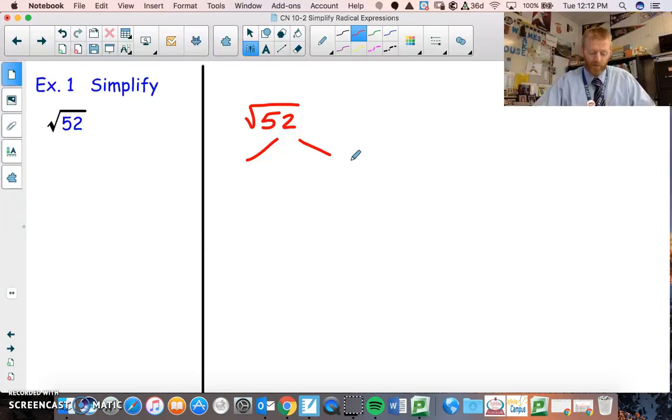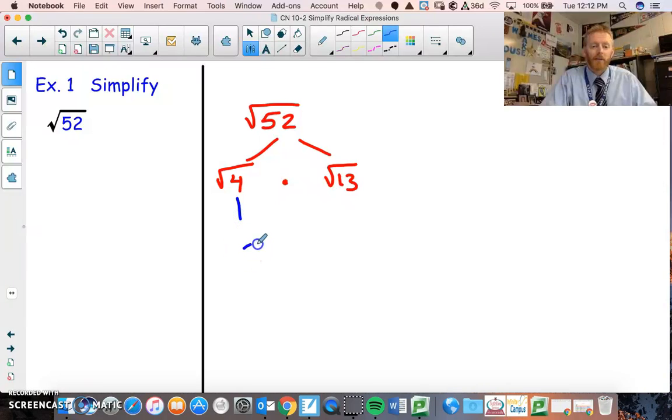And I'll check my next one of 9. I also know 9 doesn't work, so I'm going to guess 4. 4 might work, 52 divided by 4. And it does work, that's nice. So if I break this down into the square root of 4 times the square root of 13, I know that the square root of 4 is actually just a 2. And the square root of 13 is not a perfect square, and it doesn't break down any further. So my answer in a simplified form is just 2 root 13.